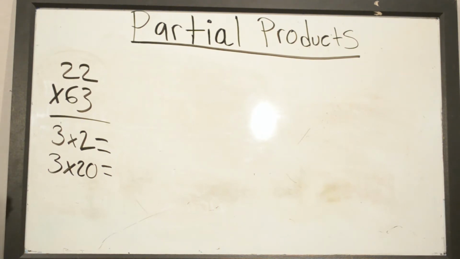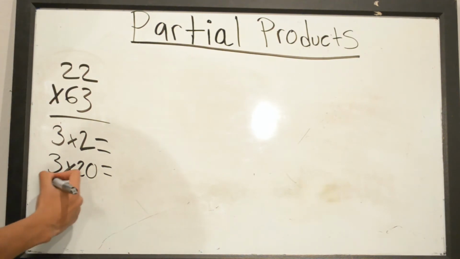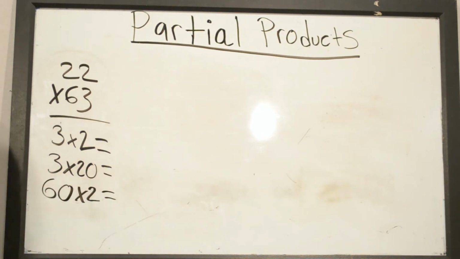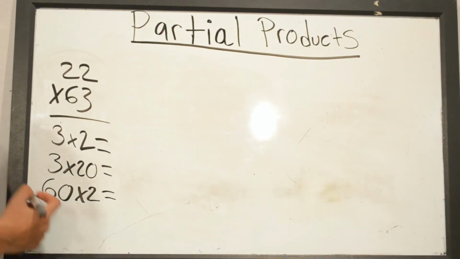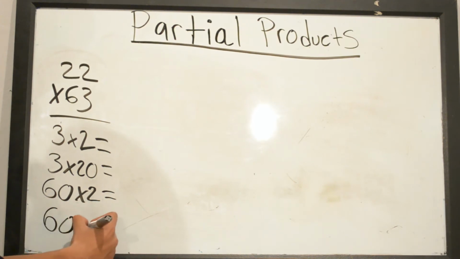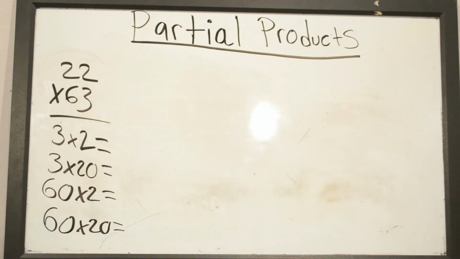Now, we are also going to multiply 60 times 2. The reason why we're going to multiply 60 times 2 is because the 6 is in the tens place. Therefore, we have to multiply 60 times 2. And we are also going to multiply 60 times 20. We're multiplying 60 times 20 because the 2 is in the tens place.